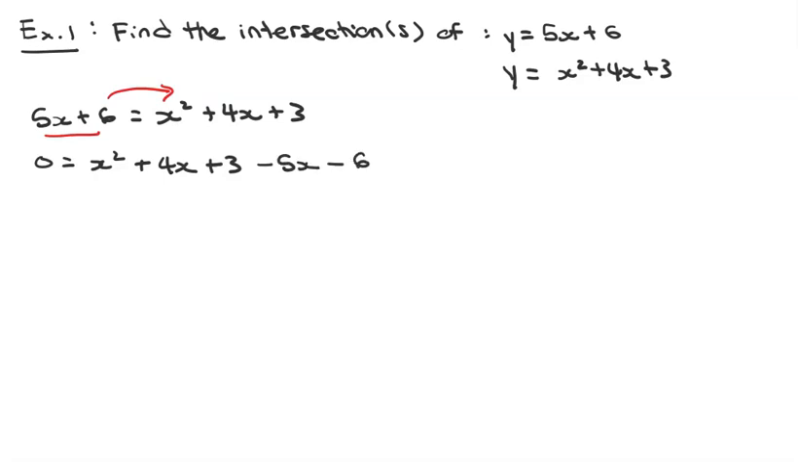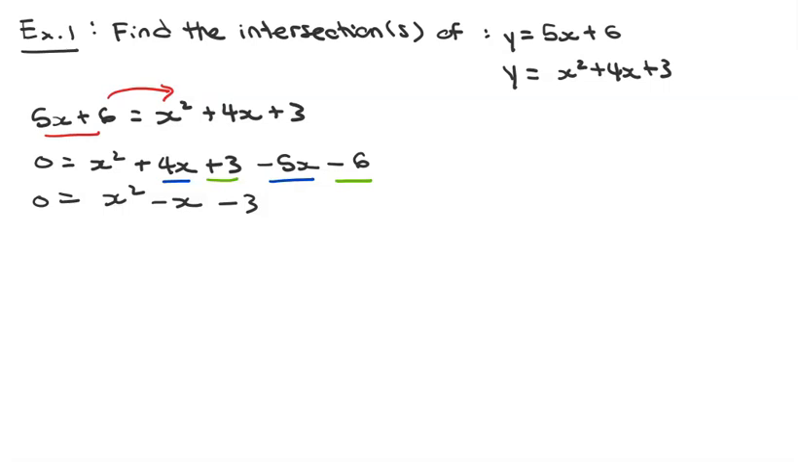Okay, so now that I have this, I can collect my like terms and clean up this equation a bit. So I get 0 equals x squared, and then I have my two like terms, our 4x and negative 5x. So I would say x squared minus x, and then I have 3 minus 6, so then I would say minus 3. So in my next line, I have 0 equals x squared minus x minus 3.